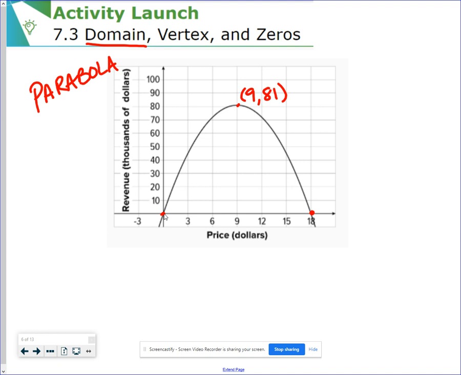So for instance, in this graph, I would only be looking at a domain from 0 to 18. I wouldn't want to go any further than that because after $18, if it costs $18 for a download, they're saying they're not going to make any money. Why would you charge more money for the download? Why would you charge $19 or $20 if nobody's going to buy it? You'd be losing money after that because you can see the graph would go under the x-axis. Same thing, you're not going to have a price that's less than 0. The prices that make sense for this graph are from 0 to 18.